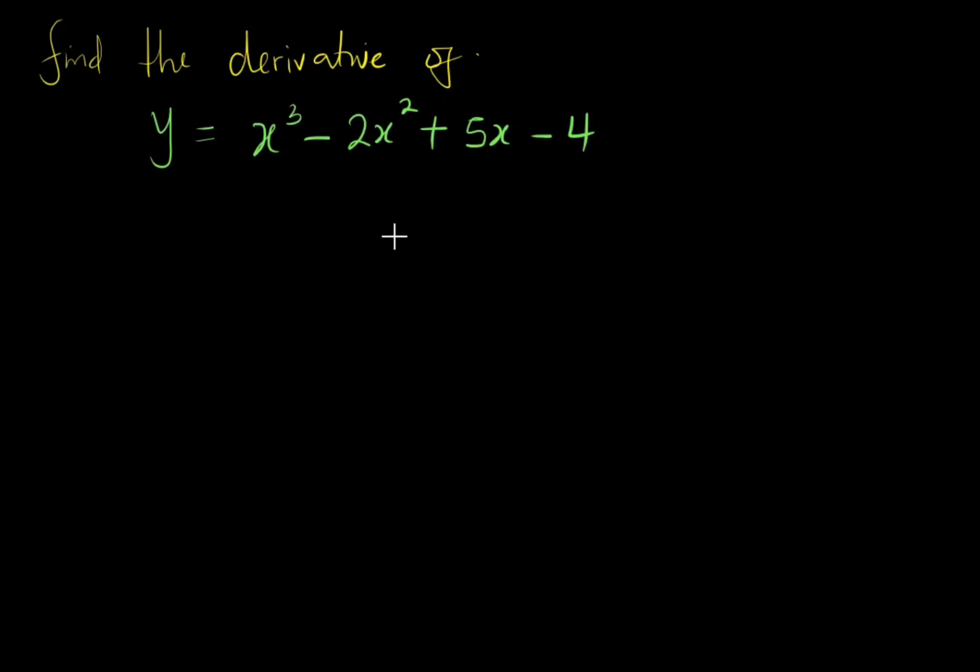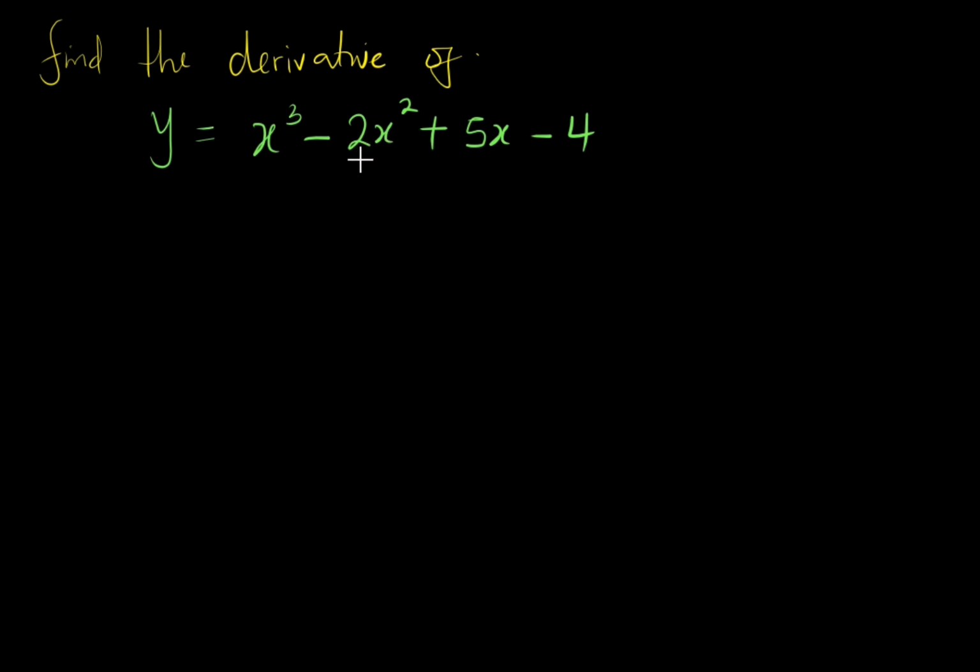Hello everyone, in this video I'll be showing you how to find the derivative of this. The question on the screen is y equals x cubed minus 2x squared plus 5x minus 4. To find the derivative, we need to differentiate each term separately. And how do we do that?